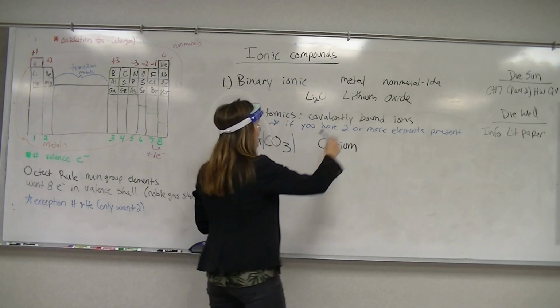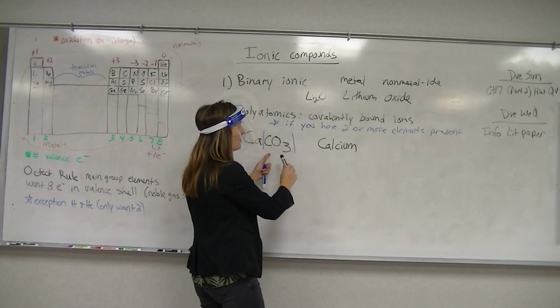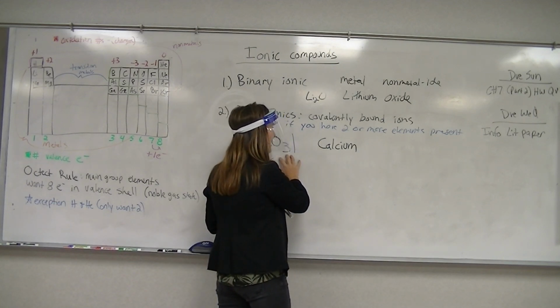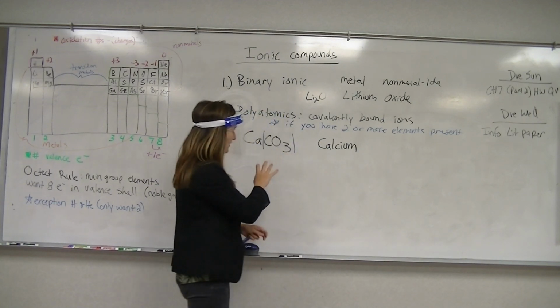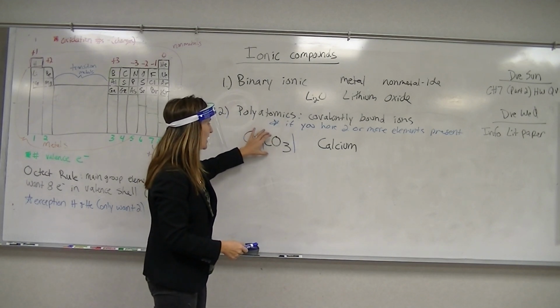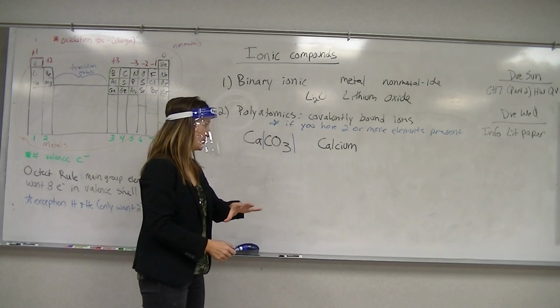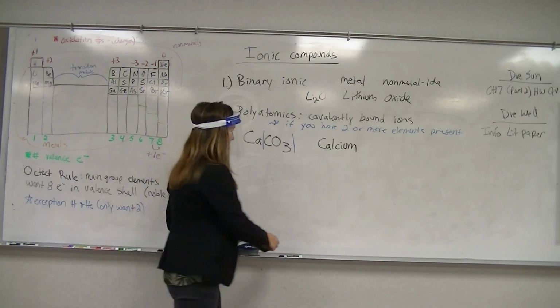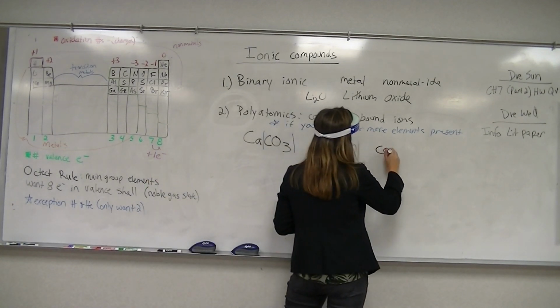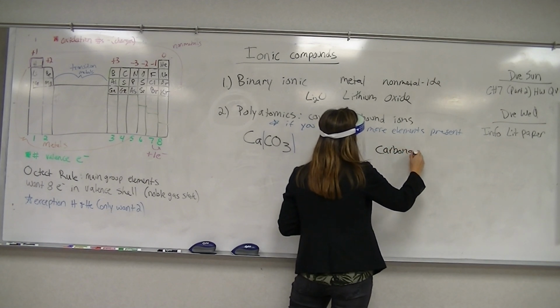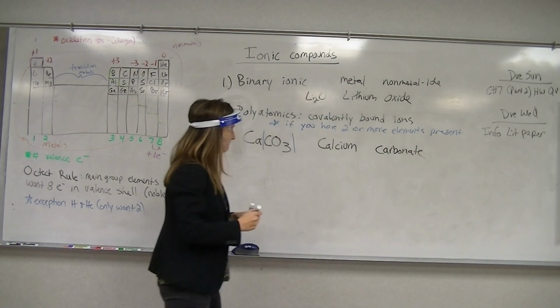And then the non-metal portion, since it's a polyatomic, we're not going to add an IDE ending. So that's the difference with the polyatomic. No alternate endings. You're just going to find this on the table and name it exactly how it's written on the table. So CO3 is carbonate.